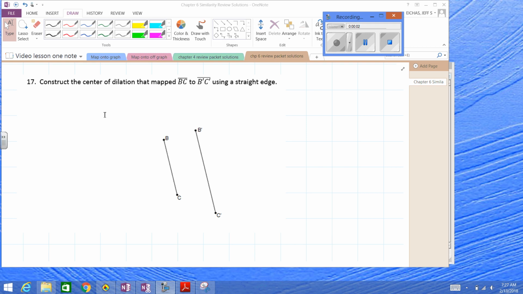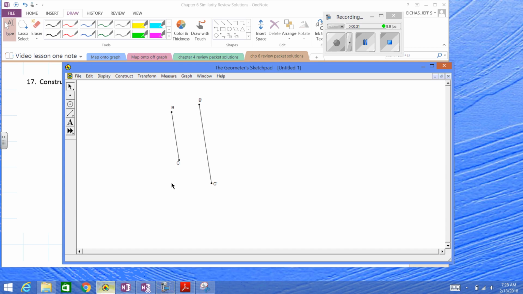So for this one on the review packet, what we'll do is show on Geometry Sketchpad, because I can't really show you what I'm doing on the paper here. If we want to find the center of dilation, what we have to do is understand the concept, which I'll write down afterwards, that the image, the pre-image, and the center are all collinear. That means on the same line, but I'll write that out in a minute. Let's head right over to Geometry Sketchpad to show you what I would do.